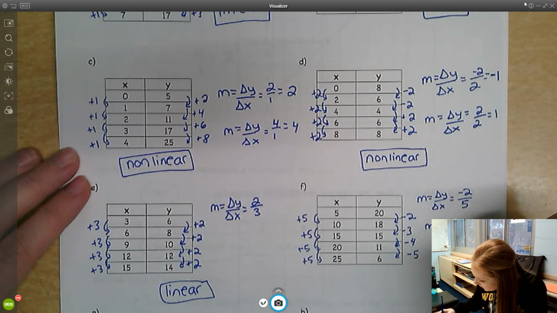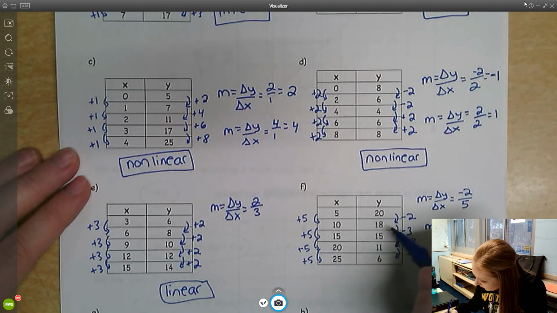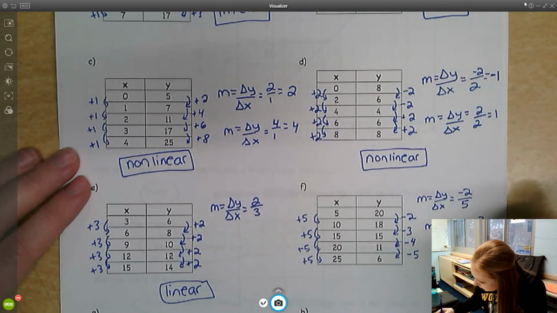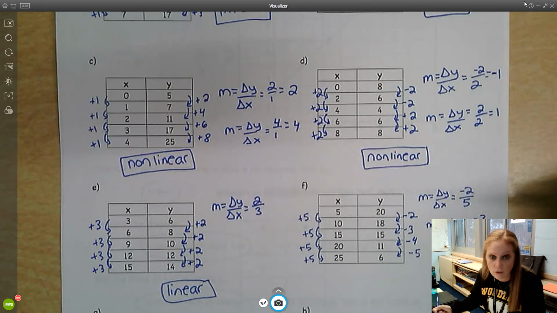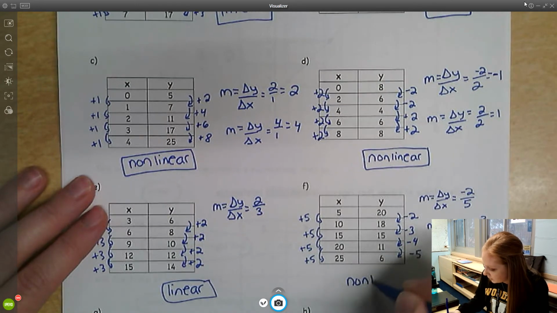And you just have to find one reason why it's varying. So here our change in y was -3, and our change in x was 5. Our slope or rate of change is varying. It's not constant, not the same, nonlinear.